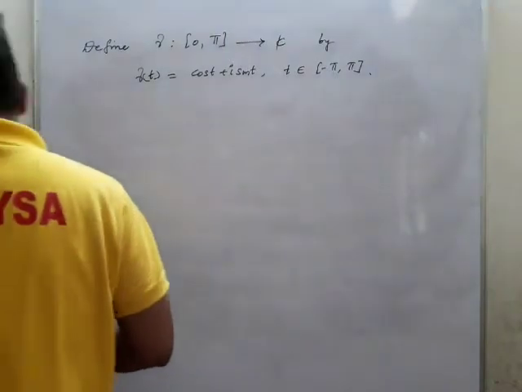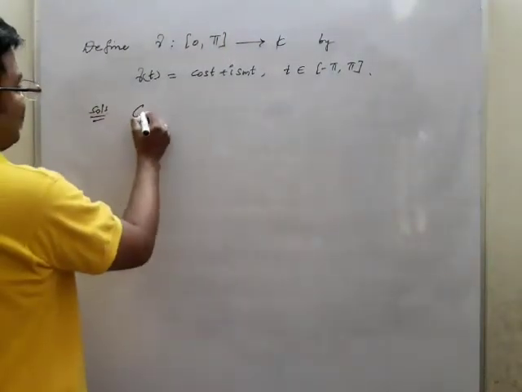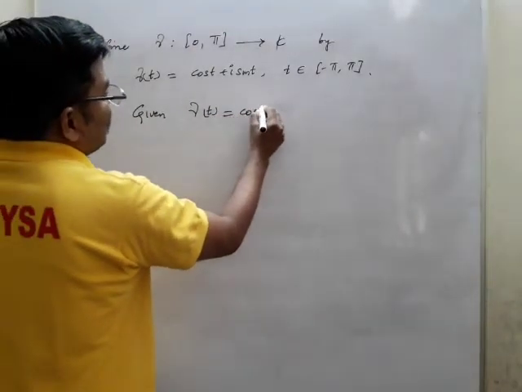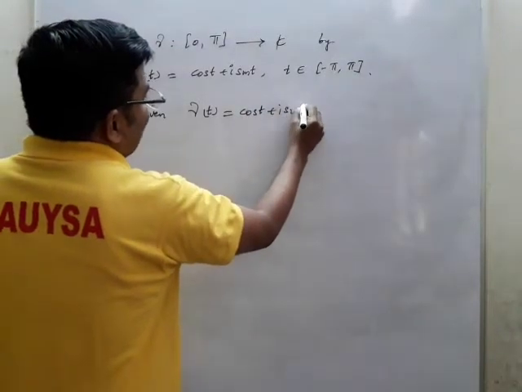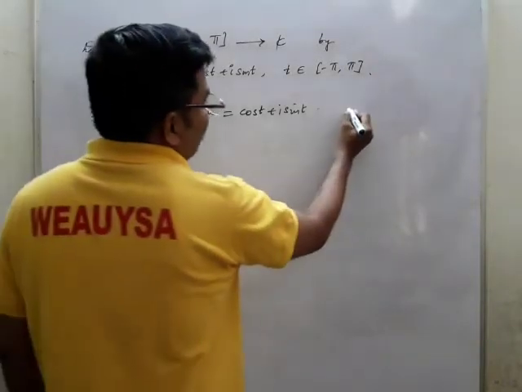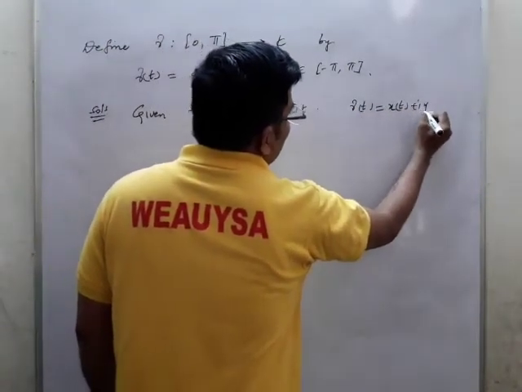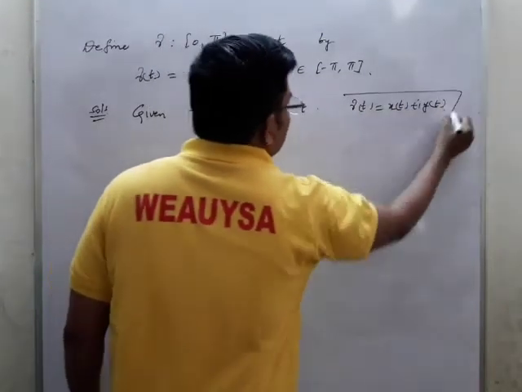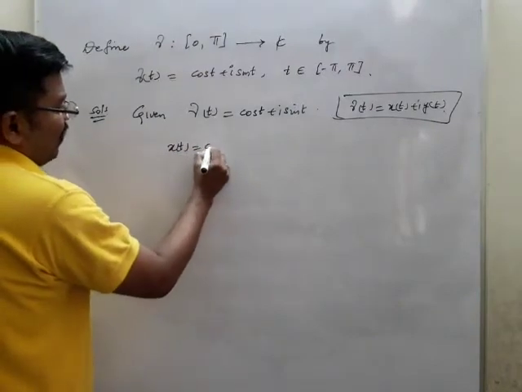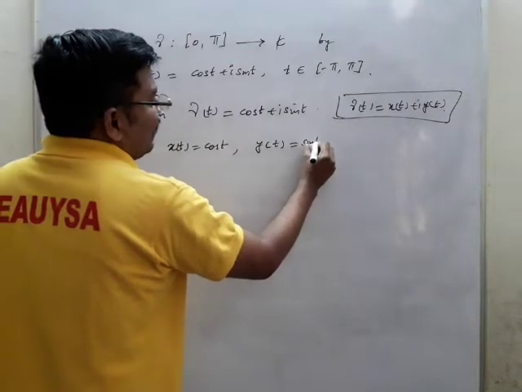Now this is what is given. It's a very simple solution. How to find this out? What is given? Given gamma of t is equal to cos t plus i sin t. Then we'll compare with what we have already, gamma of t is equal to x of t plus i y of t. So in the place of x of t there is cos t, and in the place of y of t there is sin t.